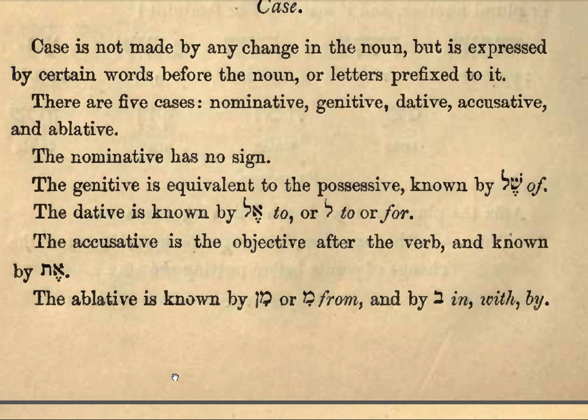The ablative is movement away from, so it's the exact opposite of the dative, and this is min or mi, from. And also we have another form of ablative, b, meaning in or with or by, b.